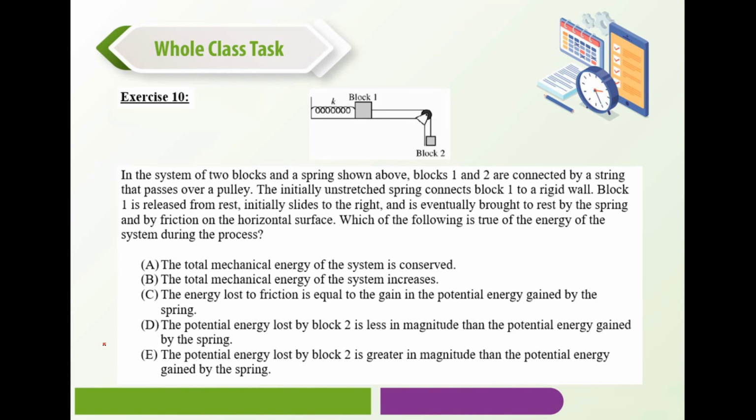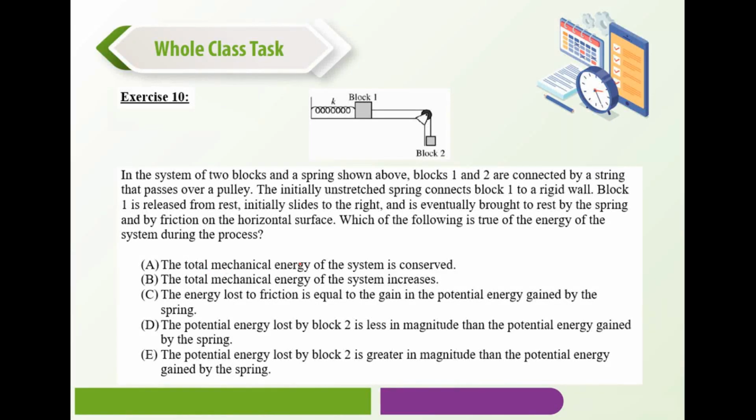Now exercise 10. In the system of two blocks and a spring shown above, blocks 1 and 2 are connected by a string that passes over a pulley. The initially unstretched spring connects block 1 to a rigid wall. Block 1 is released from rest, initially slides to the right, and is eventually brought to rest by the spring and by friction on the horizontal surface. Which of the following is true of the energy of the system during the process?